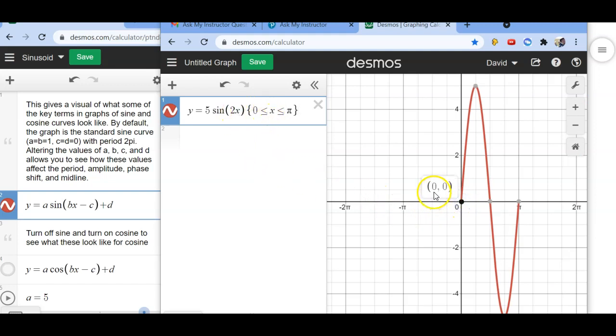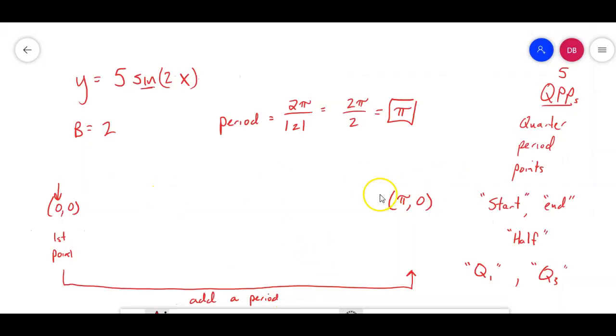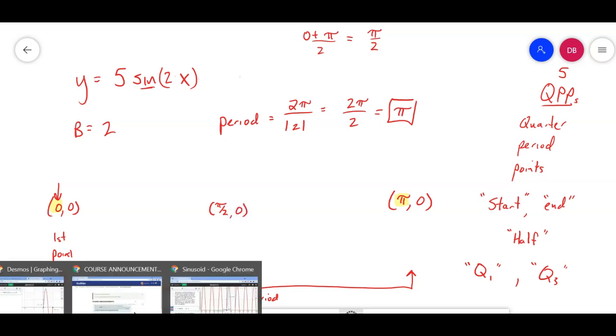So I start at the origin because I didn't go left, right, up, or down. I add a period. I add that to the x coordinate. I'm going to be back where I started. I'm back on the midline, so the y coordinate is the same. Okay. Now what do we do from there? We average these two x coordinates. If I average those together, I'll get 0 plus pi divided by 2, which is pi over 2. And pi over 2, that number right in the middle, again, it's an x coordinate, so we'll be back on the midline.